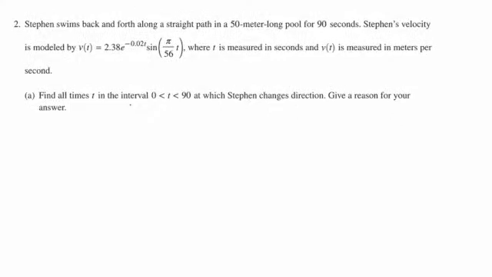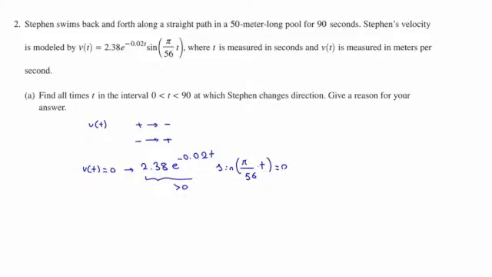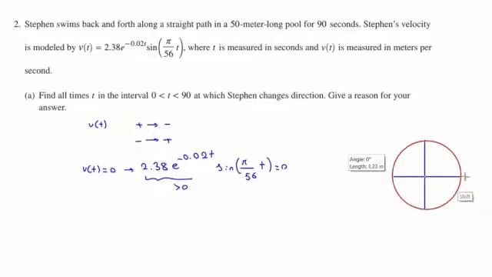Okay, for this part, we should check the times that v of t changes from, for example, positive to negative or negative to positive. So we should find the times that v of t equals 0. If we replace v of t with this, 2.38 e to the negative 0.02t sine of pi over 56 t equals 0. We know that the exponential part is positive, so sine of pi over 56 times t is 0. If we consider our unit circle, t is from 0 to 90, so it will be from 0 to not 2 pi. And sine is 0 at pi, so at t equals 56 it will be 0. So v of 56 equals 0.